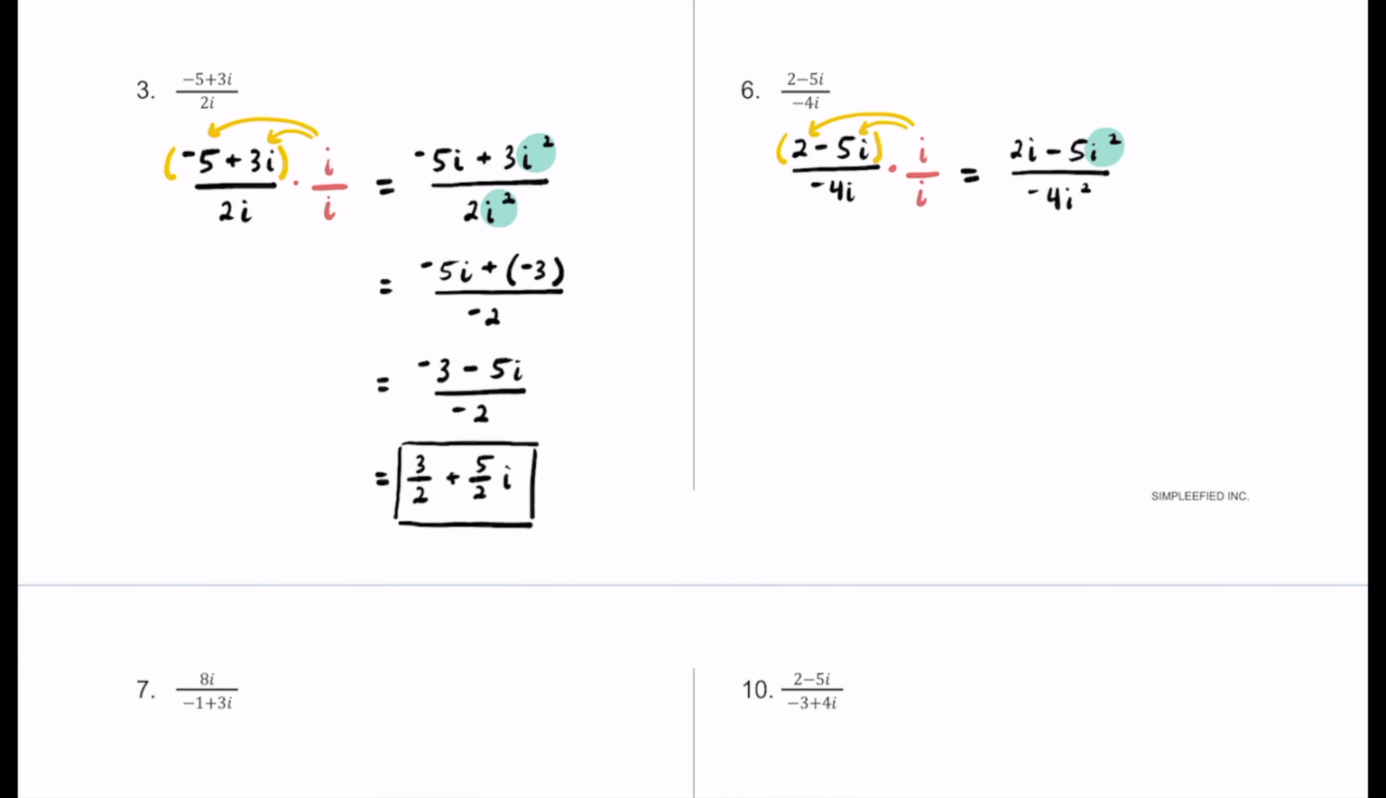Notice how we have an i squared and another i squared. Those are both equal to negative 1. So we have 2i on top, and then we have minus 5 times negative 1. Now 5 times negative 1 is negative 5, but we're subtracting that, so it's really going to be plus 5.